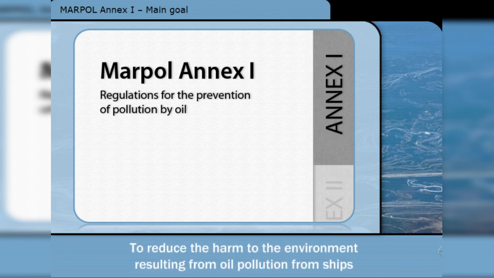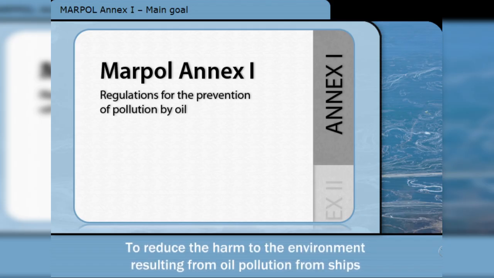The main goal of Marpol Annex 1 is to reduce the harm to the environment resulting from oil pollution from ships.